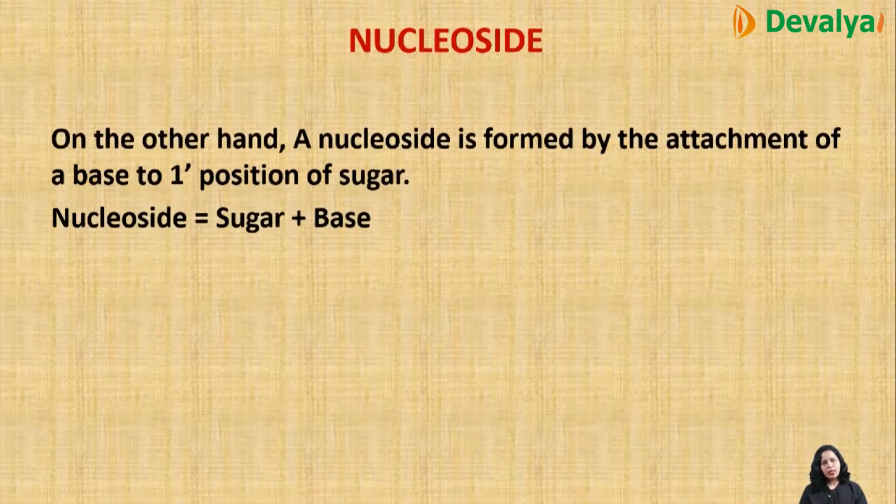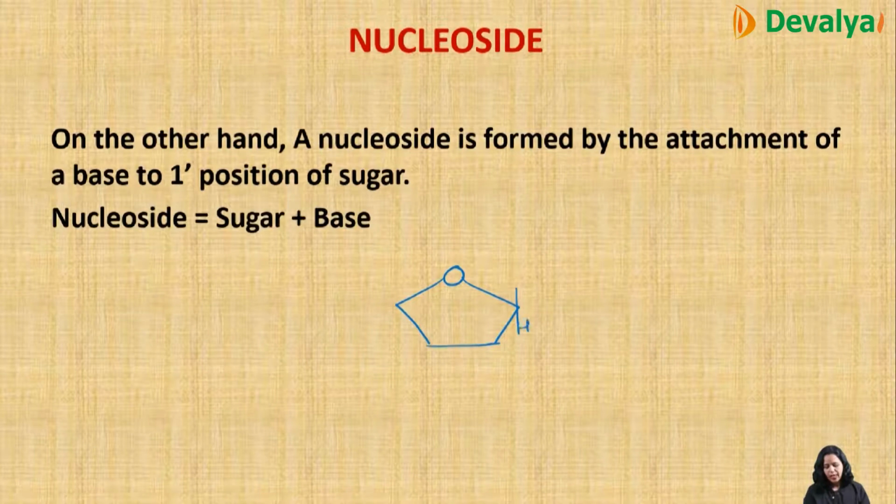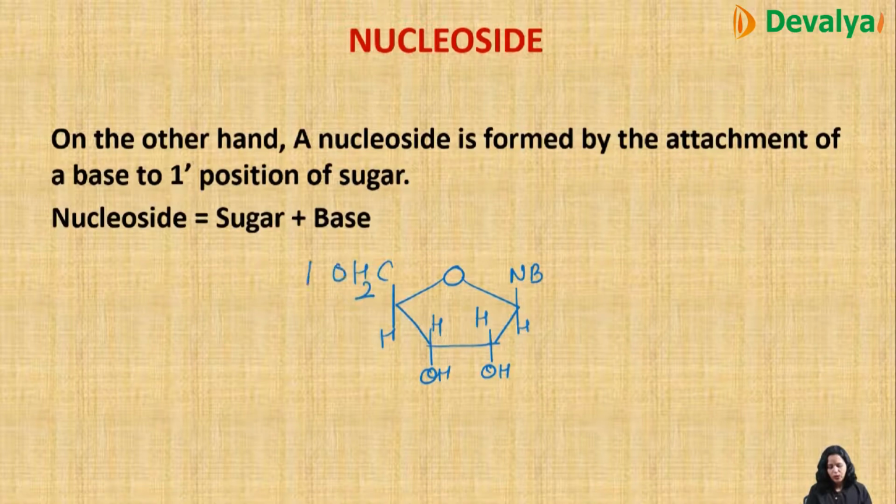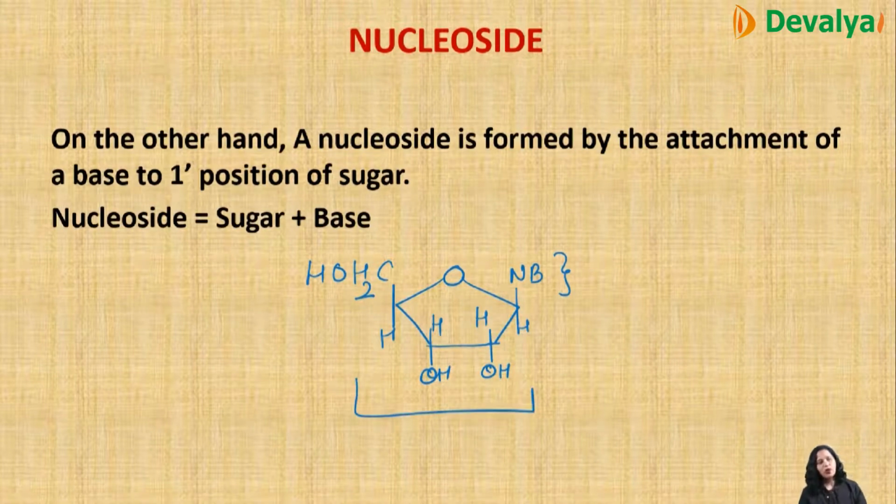Then there is a nucleoside. The difference between the nucleotide and the nucleoside is, in the nucleotide there are all three things, sugar, base, phosphate, while in case of nucleoside there is sugar and only base, there is no phosphate unit. So here is H, here is the nitrogen base, then H, OH, H, OH, then H and CH2OH. So only the nitrogenous base is there, and this is your sugar unit.